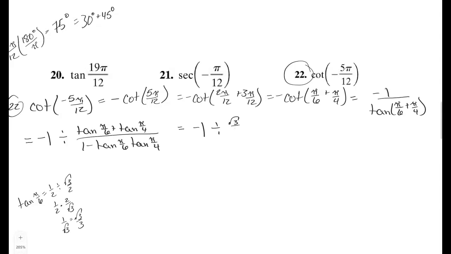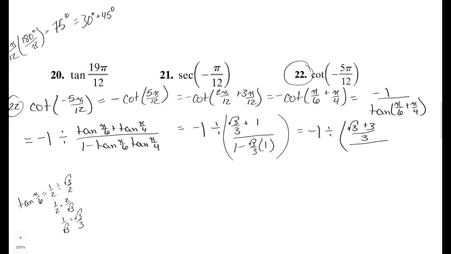So square root of 3 over 3 plus tangent of pi over 4, which is 1, over 1 minus tangent of pi over 6, the square root of 3 over 3, times the tangent of pi over 4, which is 1. All right, so I'm going to simplify this, and then we're going to worry about that -1 divided by this fraction. So -1 divided by, so this is going to be square root of 3 plus 3 all over 3 divided by 1 minus square root of 3 over 3.